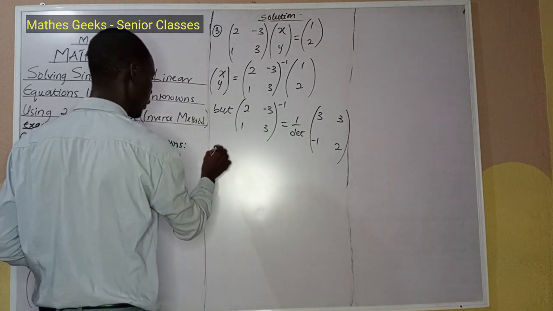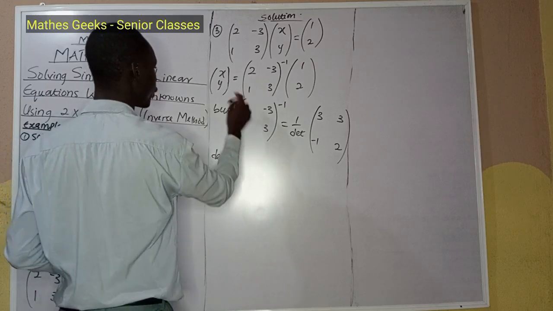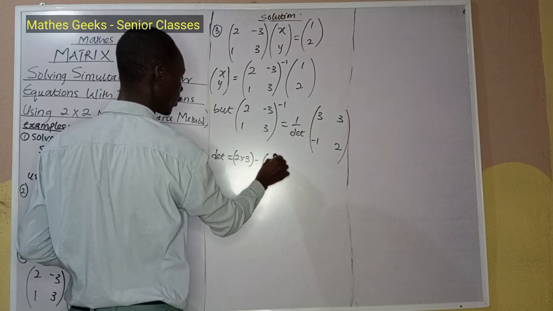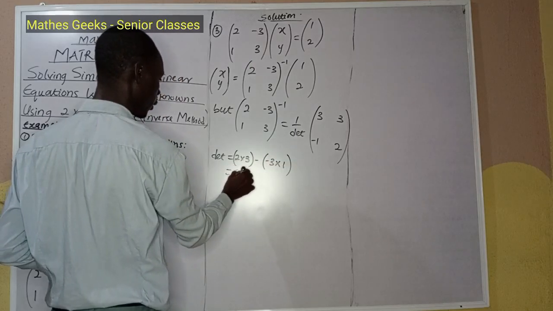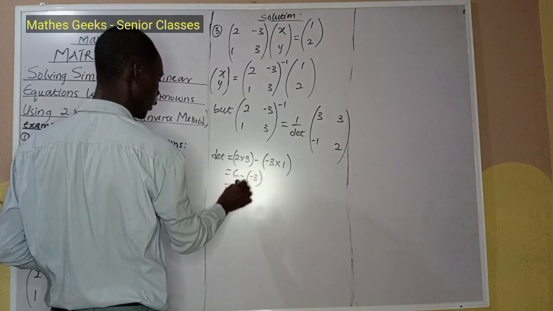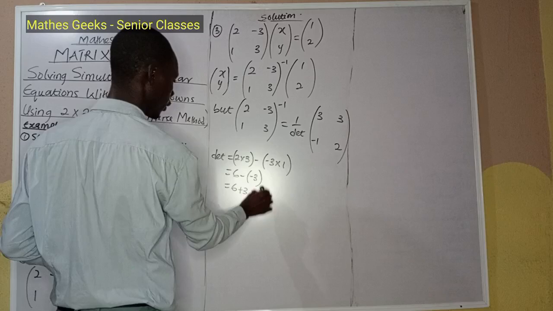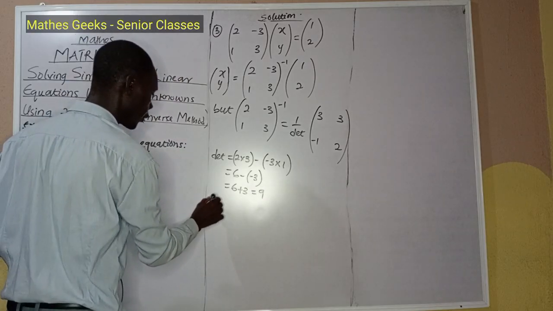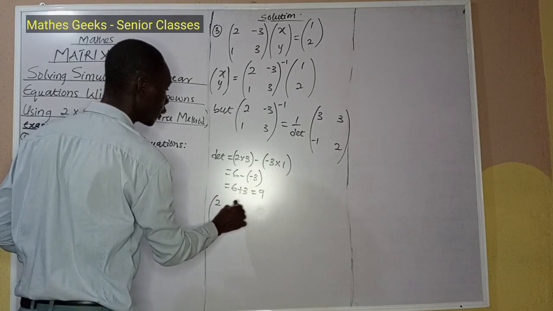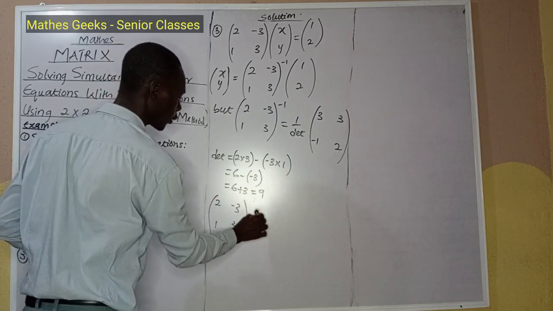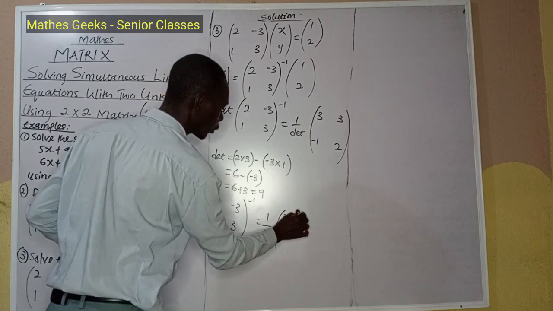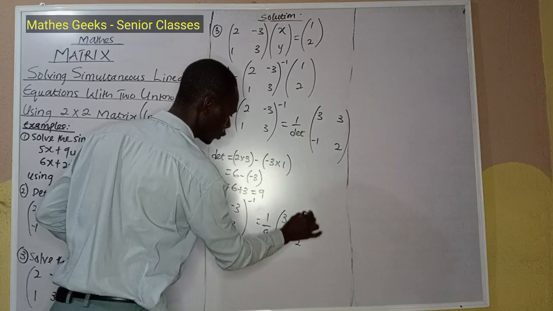So we proceed. The determinant is 2 times 3 minus 3 times 1. 6 minus, 3 times 1 will give us minus 3, 6 minus minus 3, minus times minus is plus, that's 9. So the inverse of 2, 1, minus 3, 3 equals 1 over 9, 3, 3, minus 1, 2.